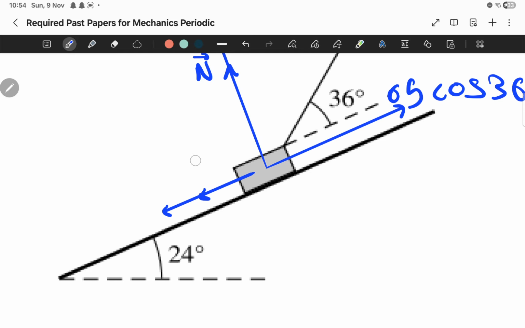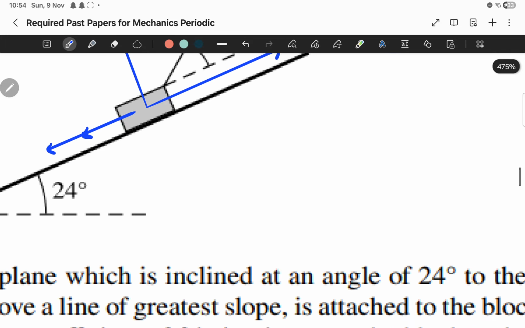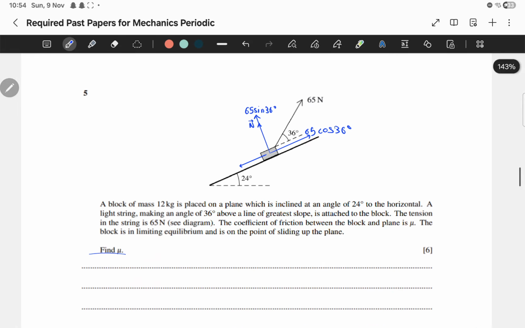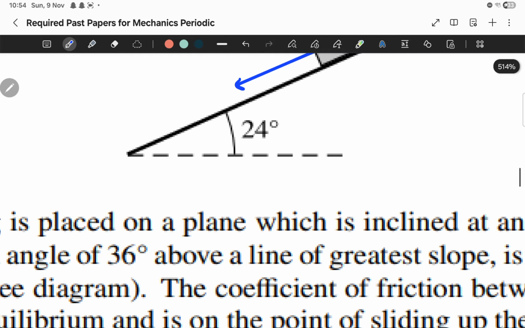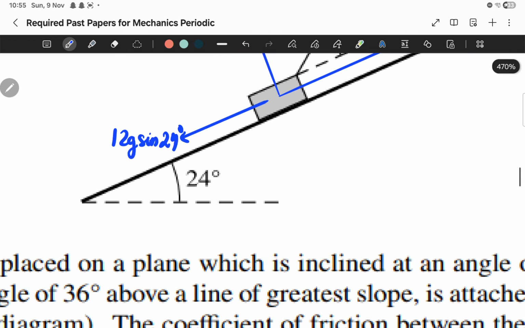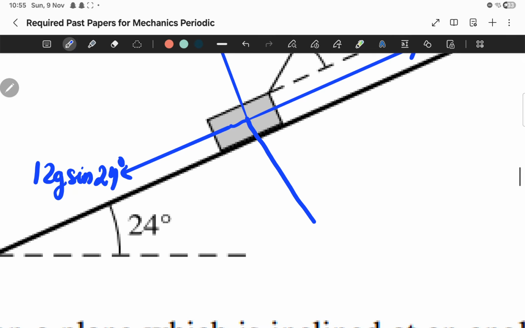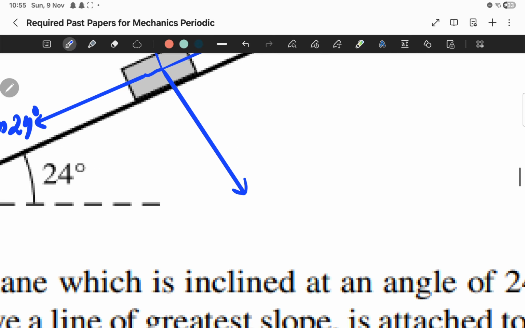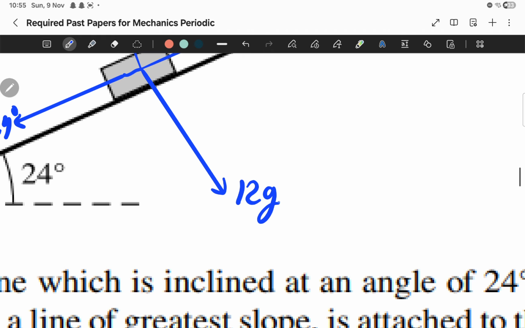Oh wait, we need to check for this condition. We don't know. I'll check for it now. This here is gonna be what mass is this block? 12 kg, so it's given here. 12 kg, so 12g. This is the angle, so sine 24. Let me space it out. Okay. Now we have the y component of the weight, which is 12g cosine 24. Woohoo. Okay.